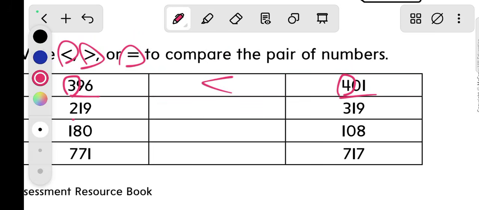Okay, 219 or 319, which one is bigger? Of course it's 319. So it's going to be like that. 180 and 108, which one is bigger? Let's check it. The first number you have here is 100. The first number here is 100. The same. Does that mean they are equal? Of course not. Let's check the second number. Here you have 8 in tens place, but here you have 0 in tens place. Which one is bigger, 8 or 0? Of course 8. So the alligator must open his mouth to 180.